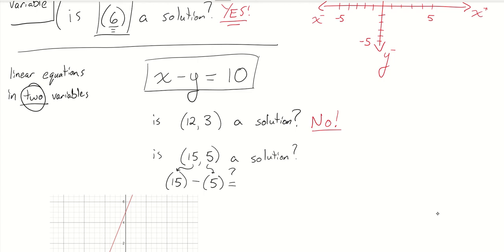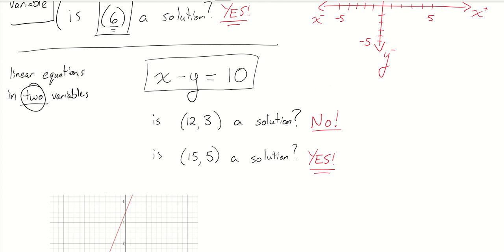So I've just plugged these values in here. And is that equal to the right side, which is 10? Well, 15 minus 5 is 10. So I definitely see the same number on my left side that I do on my right side. So if the left side of the equation is equal to the right side after you plug those values in, then absolutely yes, you have a solution. So here we have found a solution to our linear equation in two variables. But this isn't the only solution.